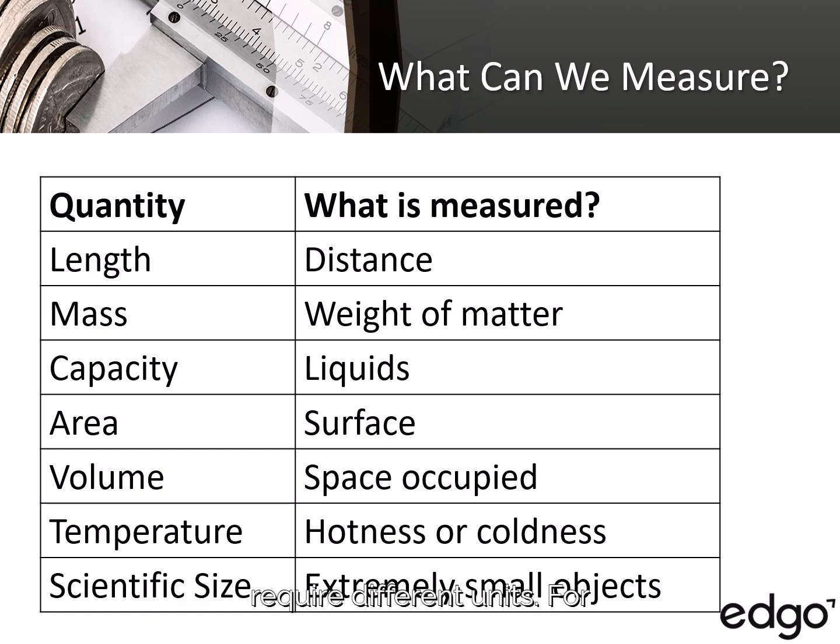Different quantities require different units. For example, length measures distance. Mass measures the amount of matter an object contains. Capacity tells us how much liquid a container can hold. Area measures the size of a surface. Volume measures the space occupied by a three-dimensional object. Temperature tells us how hot or cold something is. Finally, scientific size refers to extremely small objects such as bacteria, viruses, and DNA. The first question we should always ask is, what quantity am I measuring? Only then can we choose the most appropriate unit.